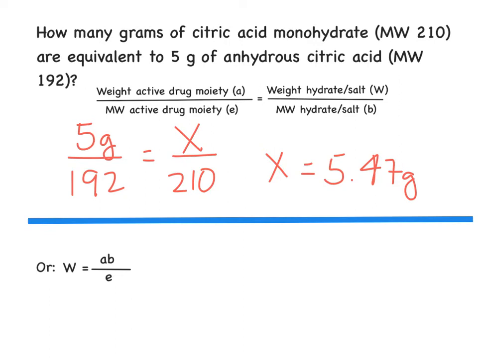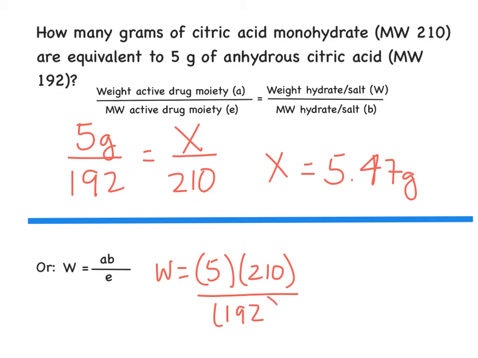If you wanted to use the pre-rearranged equation shown at the bottom, our W equals A times B over E. We can say our W is equal to the weight of our active drug moiety, 5 grams, times the molecular weight of the hydrate, which is the 210, divided by the molecular weight of the active drug, and we'd come up with the same answer of 5.47 grams. So pretty straightforward.